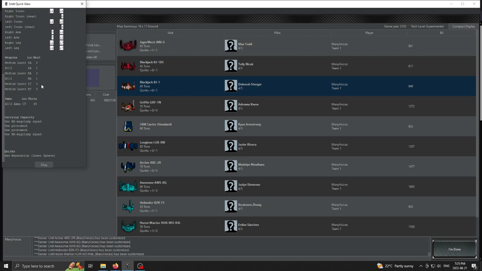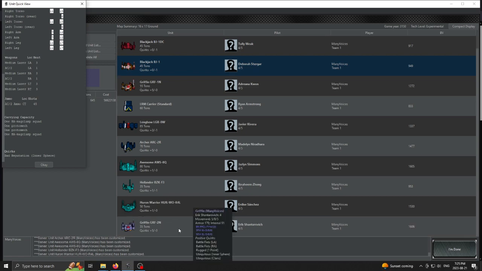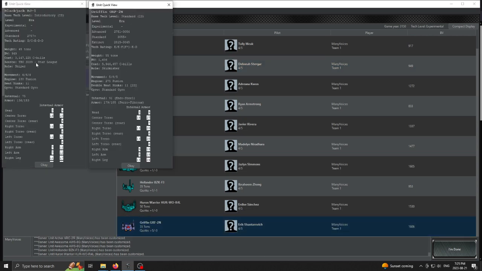Medium lasers are a very, very efficient weapon, so having a complement of them on a skirmisher is a really, really good way of giving that mech some very effective firepower for very little tonnage, very little heat, and very little battle value. And as you can see, the Griffin 2N is certainly a much better mech, but you pay so much battle value compared to the Blackjack that it's almost not worth it, in my opinion.